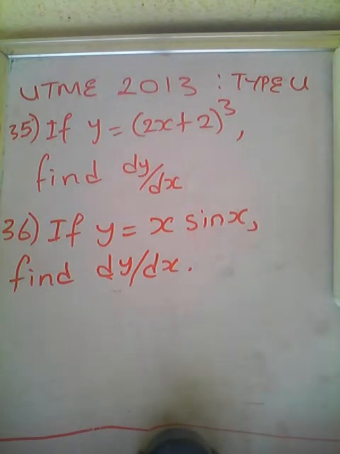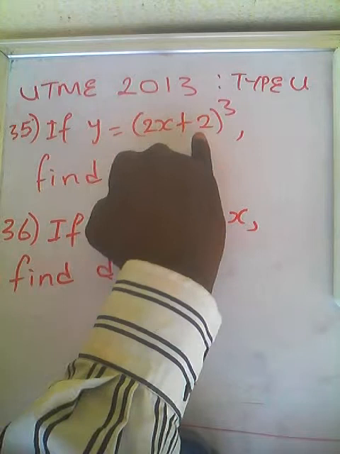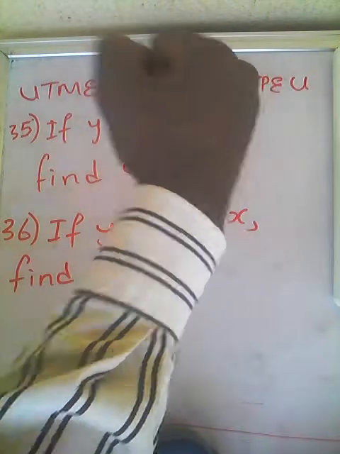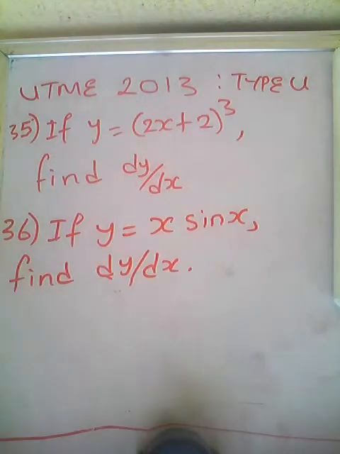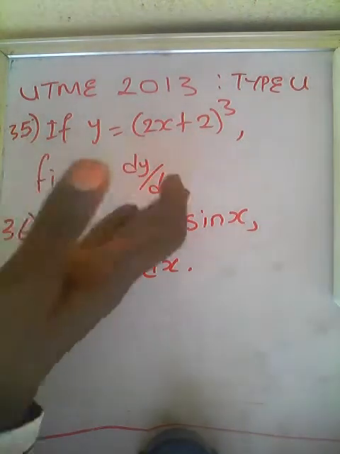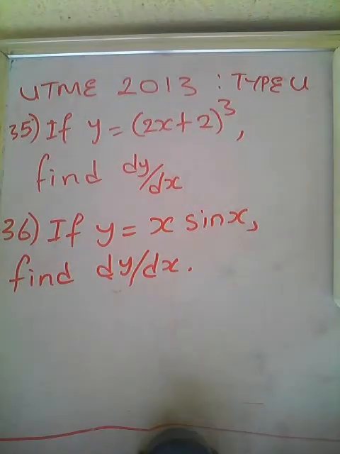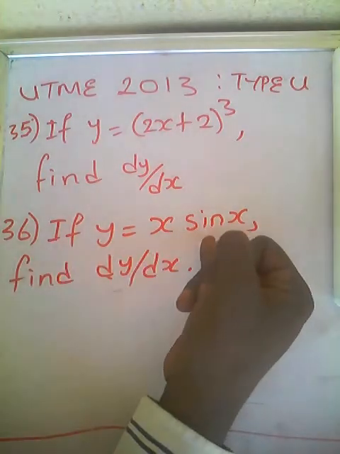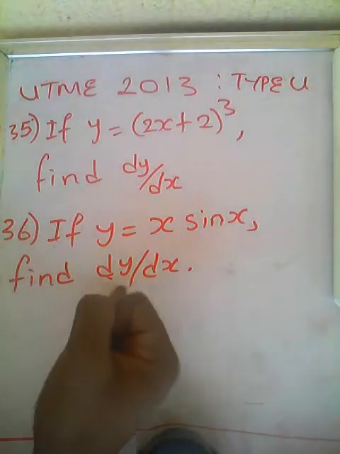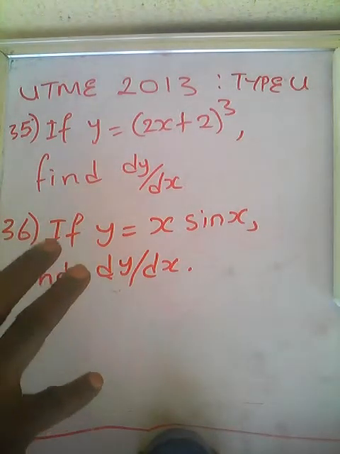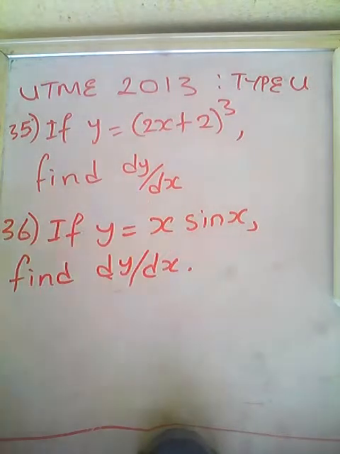Now, let us look at number 35. If y is equal to (2x + 2)^3, find dy/dx. In other words, find the derivative of this function. That is a composite function. And the second one, number 36 of 2013 paper type U: if y is equal to x sine x, find dy/dx. This is a derivative of a trigonometric function.